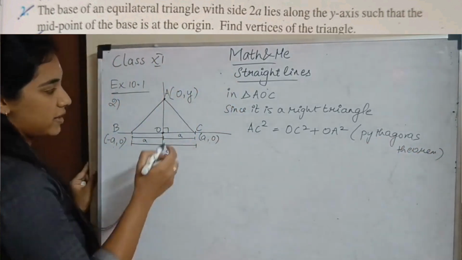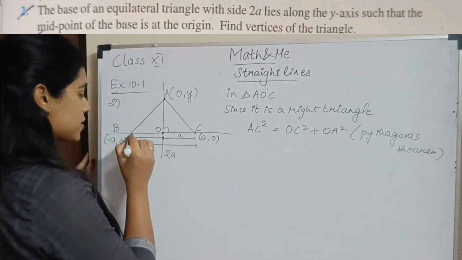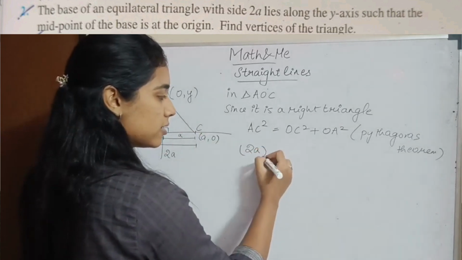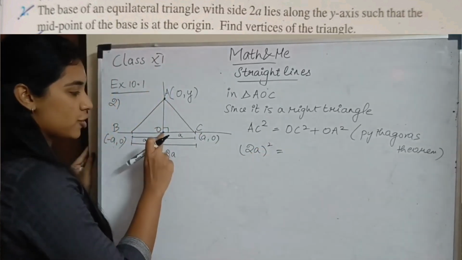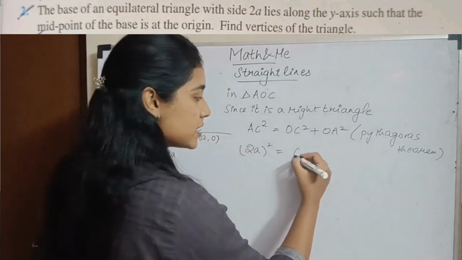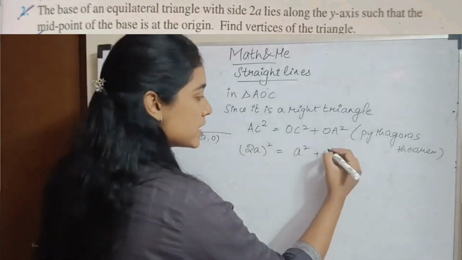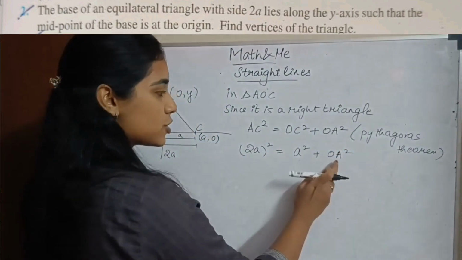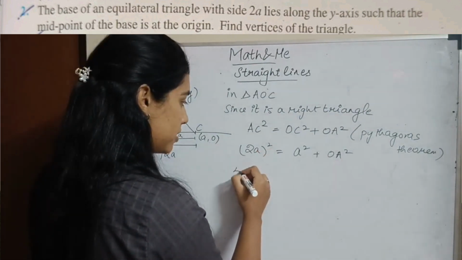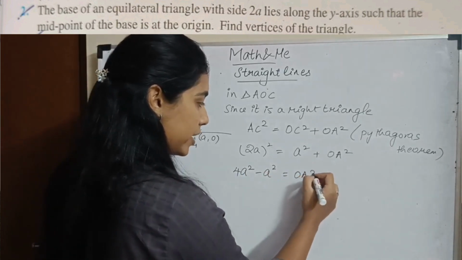So what is AC square? This is the side of an equilateral triangle. In an equilateral triangle, all the sides are equal. So since this side is 2A, this side is also 2A. So you have 2A the whole square equals, what is your OC? It is A. They have given that O is the midpoint. So this is A square plus OA square, which we do not know. So OA square is nothing but 2A the whole square minus A square, so you have 4A square minus A square equals OA square.